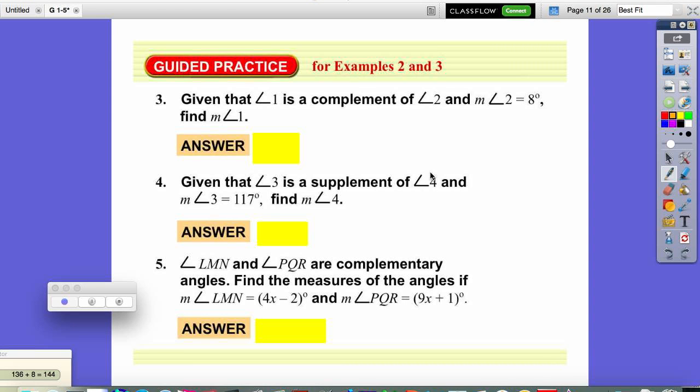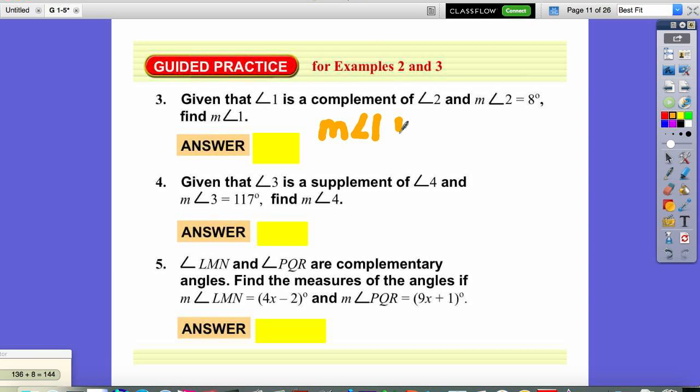Let's go through some of these guided practices. Given that angle 1 is a complement of angle 2. So since they're a complement, the measure of angle 1 plus the measure of angle 2 equals 90. And we know that because of the definition of a complement.